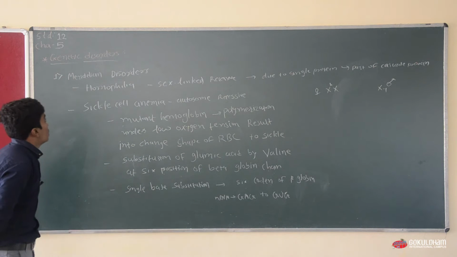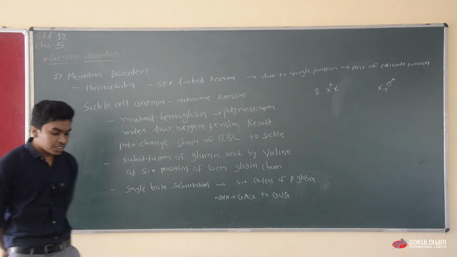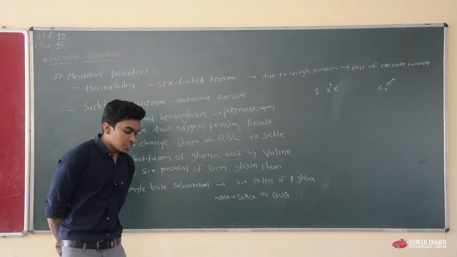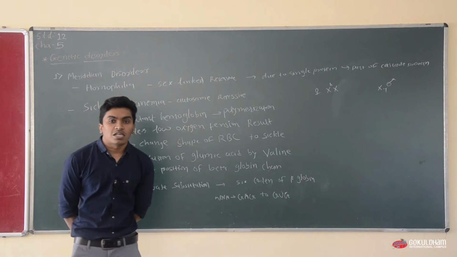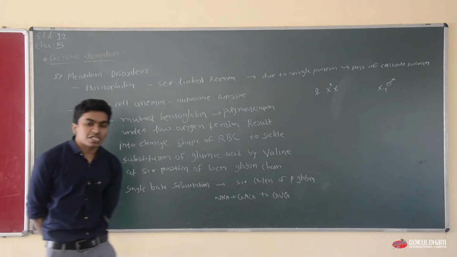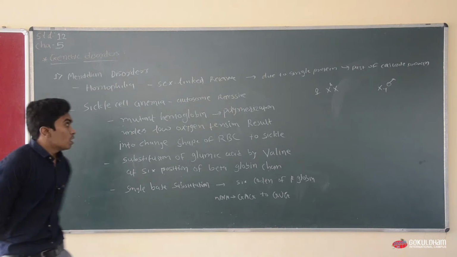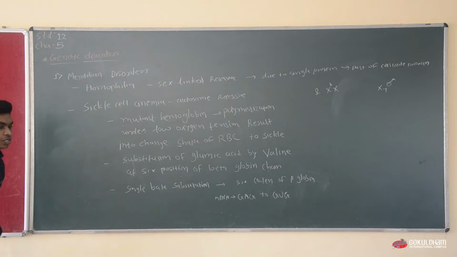So this genetic disorder is divided into two types. First one is Mendelian disorders and another one is chromosomal disorders. First is Mendelian disorder.